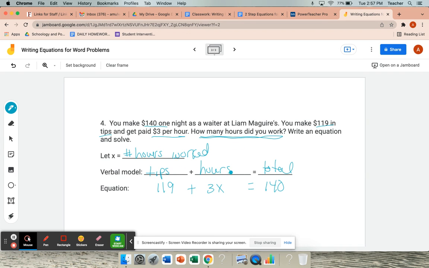So the verbal model is just in words. Do you understand the problem? What two things have to equal the total? And then underneath, tips is 119, hours is 3X, and that is how you solve a word problem.